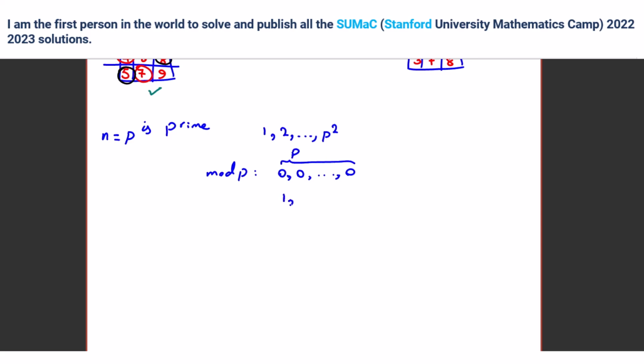Yes, how many ones are there? Also p. Yes, because you can say 1, 2 to p is one box, p plus 1 to 2p is one box, the last box is p squared, right? So p from each of them, right? Okay, good. Now you should use this to prove p works.